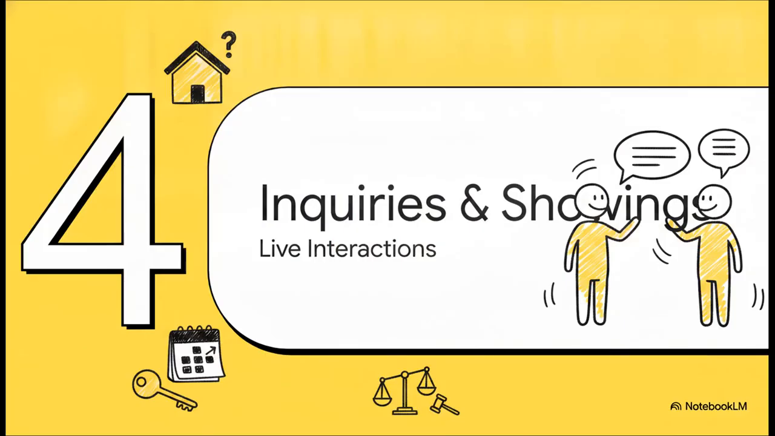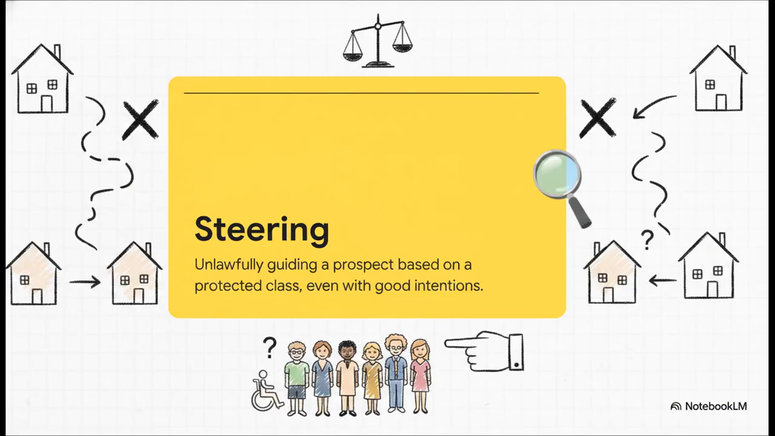Section 4. Navigating inquiries and showings. Live interactions. Live interactions are arguably the absolute highest risk moments in the entire leasing process. First, we need to clearly define steering. Steering is unlawfully guiding a prospect toward or away from a property or neighborhood based on a protected class. A casual comment like, "You would probably feel more comfortable over in this neighborhood," might feel incredibly helpful in the moment, but actually, scratch that. It is a major compliance violation. In fact, it is one of the most common violations discovered nationwide by fair housing paired testers.